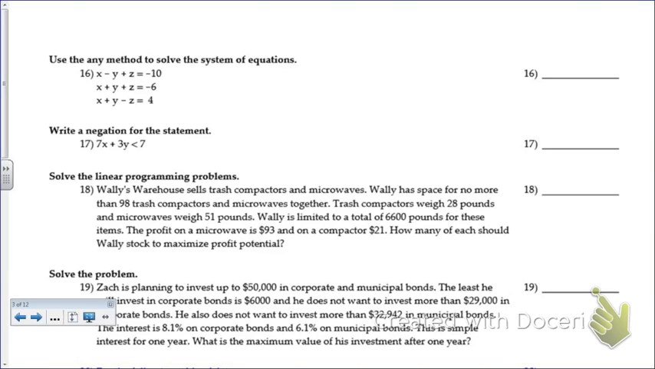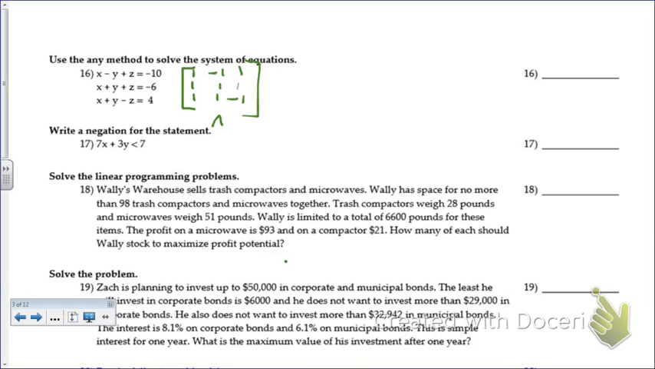It's not completely necessary, but to do matrices, what we would do is we would take the coefficients of the x, y, and z. So that would be 1, -1, and 1. And then for the second equation, we'd have 1, 1, 1. Third equation is 1, 1, negative 1.